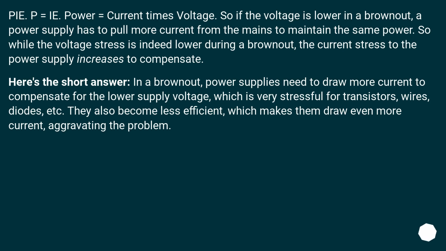P equals I times V. Power equals current times voltage. So if the voltage is lower in a brownout, a power supply has to pull more current from the mains to maintain the same power. So while the voltage stress is indeed lower during a brownout, the current stress to the power supply increases to compensate. Here's the short answer: in a brownout, power supplies need to draw more current to compensate for the lower supply voltage, which is very stressful for transistors, wires, diodes, etc. They also become less efficient, which makes them draw even more current, aggravating the problem.